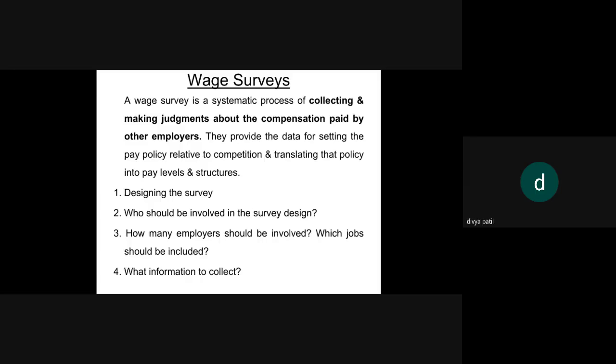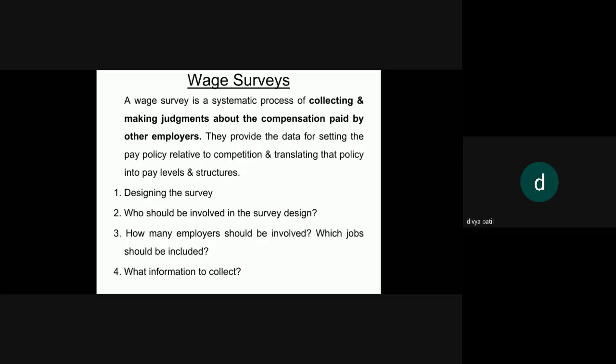Fine. So this type of data will help you set pay policy alternatives related to the competition the organization is facing from the industry, and you can translate the policies you have constructed into pay levels and structure. As I told you, the internal alignment, or internal compensation pay structure, will also depend on the information you collect from the industry about what other employers are paying for similar jobs. So here you have to design the survey.